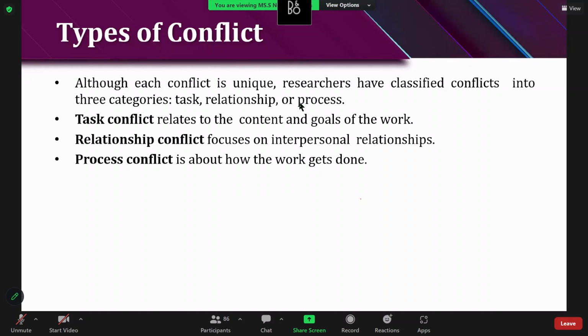Okay. So this is three different categories of the conflict: task conflict, relationship conflict, and the process conflict.